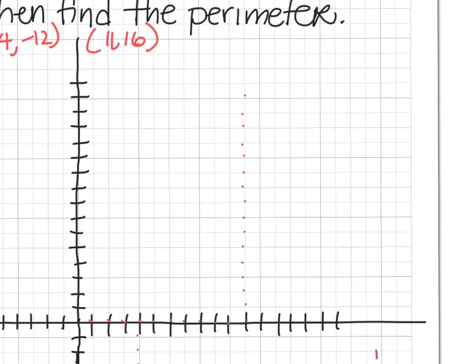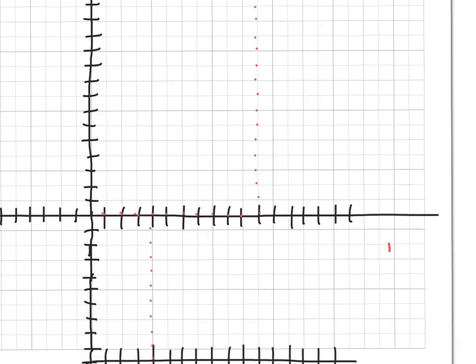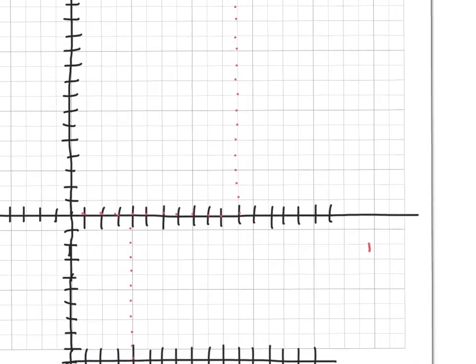And I'll double check before I draw the point. Over 11. Up 16, counting 1 through 15, one more, 16. That's why I wanted to check. Okay, so I have my 2 points, and it's hard for me to fit them on the screen at the same time, but there they are.